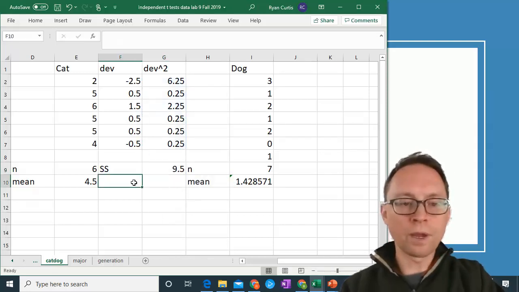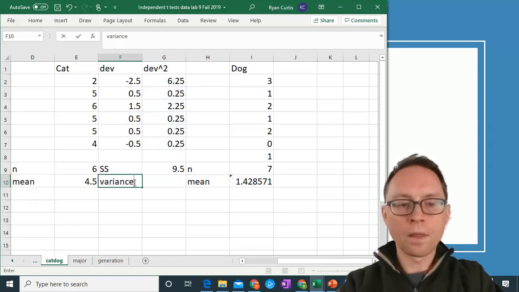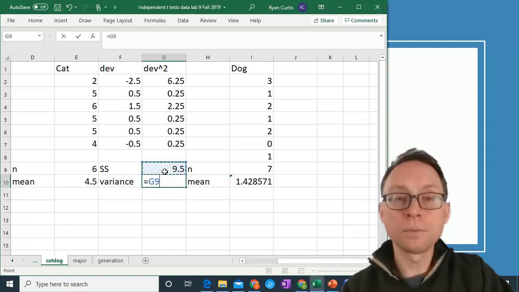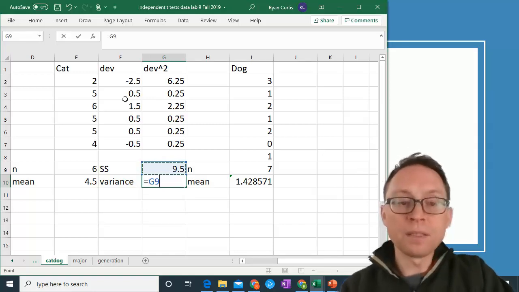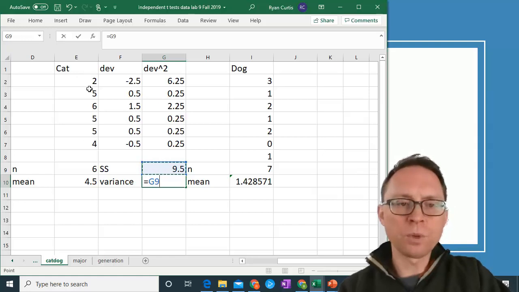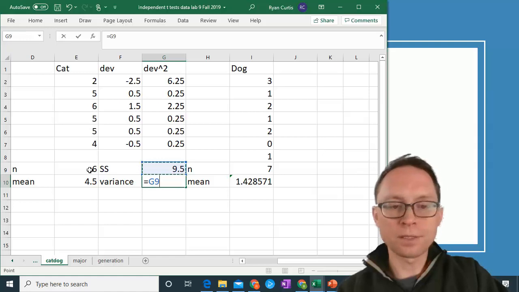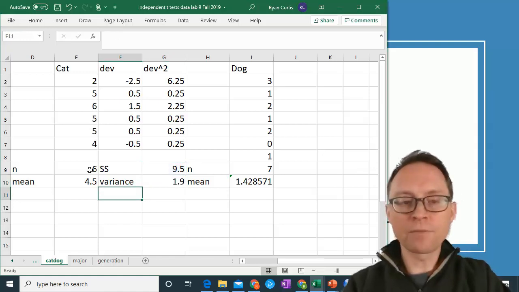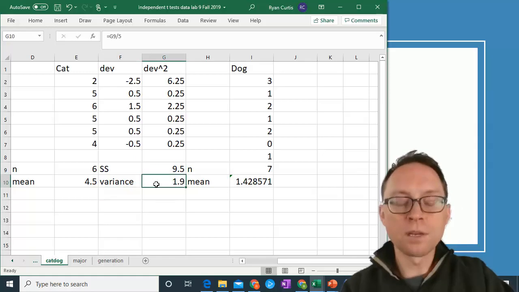And then I want the variance. The variance is going to be this divided by n minus 1. That means the group n minus 1. So there's 1, 2, 3, 4, 5, 6. Oh, good. Look, there's my n right there, 6. N minus 1 is going to be 5. So this divided by 5, sum of squares divided by 5. This is going to be our variance, the variance for cat people.